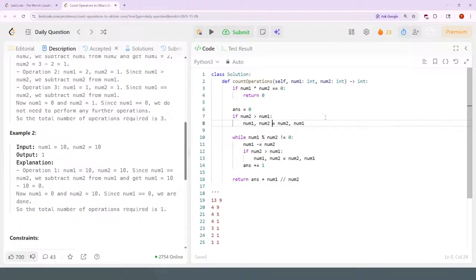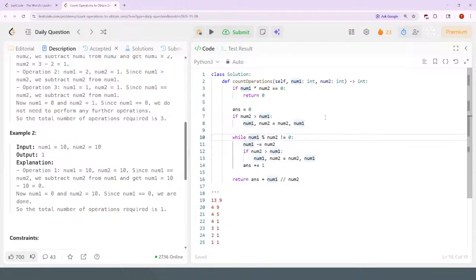I can do if num1 mod num2 is not equal to 0 and then I would have to check which one is bigger to subtract from anyways. So I have to eventually do an if statement somewhere here, I think. Make one.